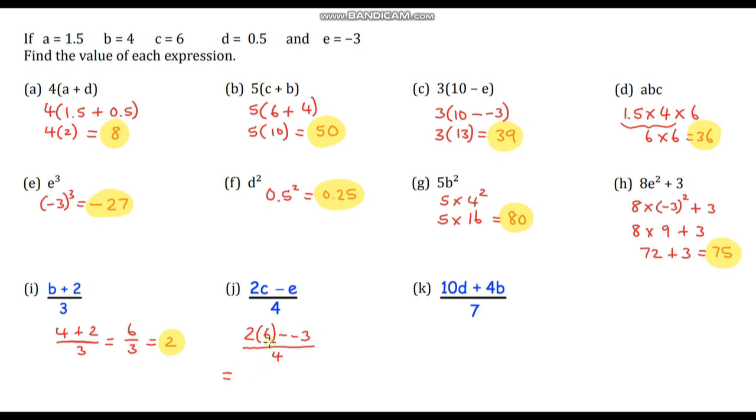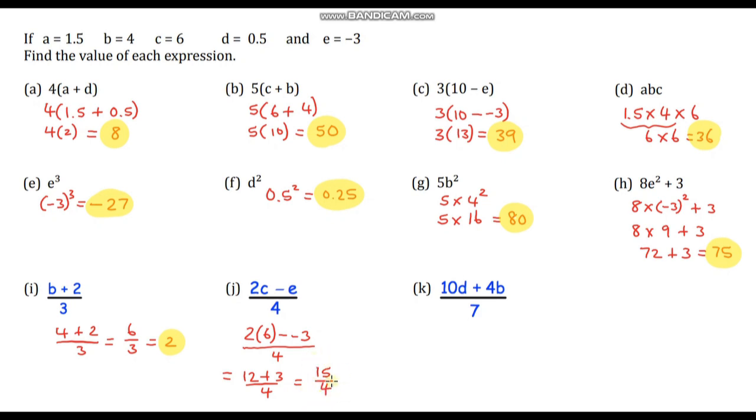So what do we have? Well, 2 times 6 is 12. So it's going to be 12. And then if we're subtracting negative 3, that's the same as adding 3. So I can just write 12 plus 3. And then that is divided by 4. 12 plus 3 is 15. So it's going to be 15 over 4.